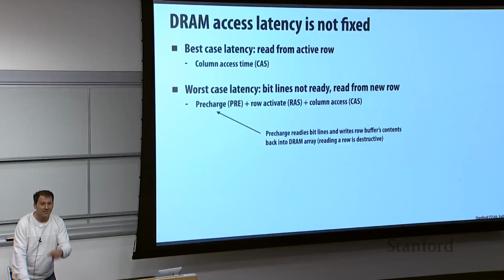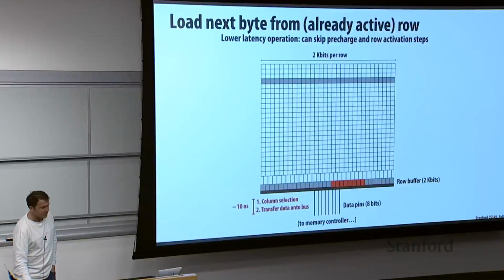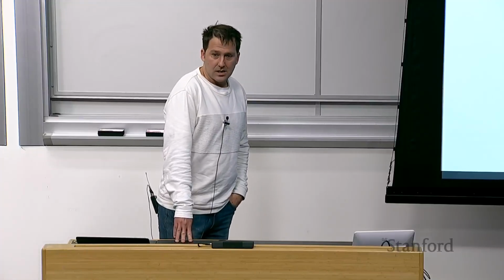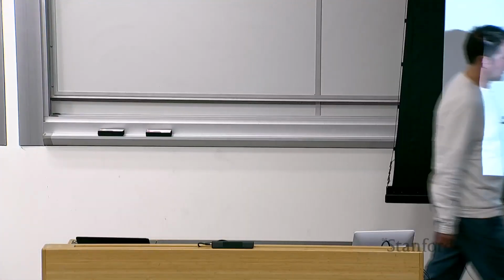There are a few questions. Yeah. Yeah, on the previous slide. So when you transfer the column selection through the bus, does it still exist in the row?